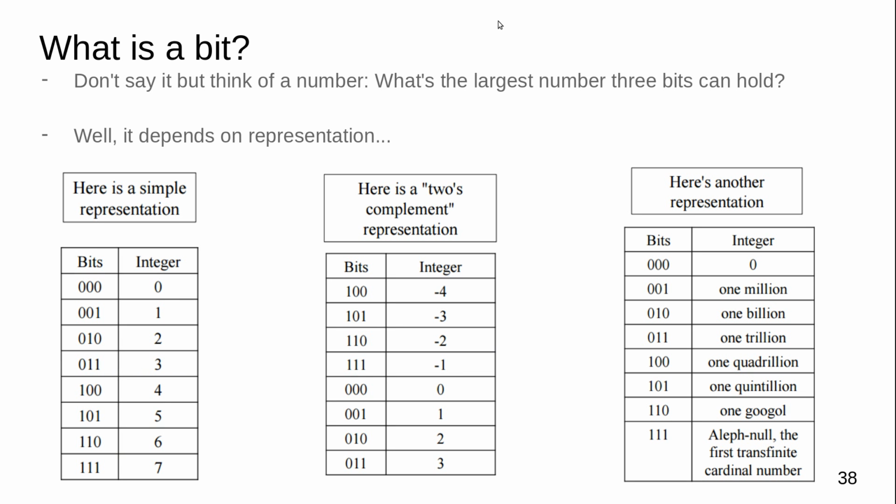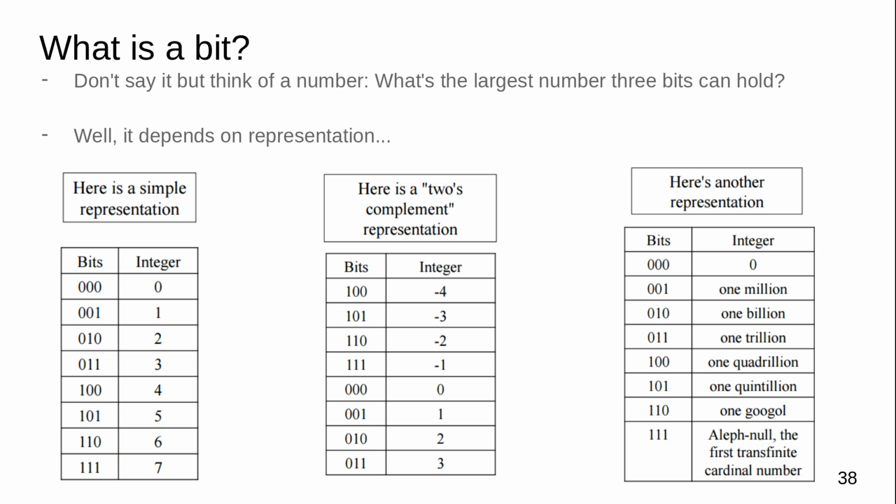So we kind of just talked about this, but what's the largest number 3 bits can hold? The answer is kind of up on the screen, because the largest number 3 bits can hold depends on the representation. So here we have a simple representation where, if all 3 bits are 0, the integer it's representing is 0. If all 3 bits are 1s, the number it represents is 7, right?